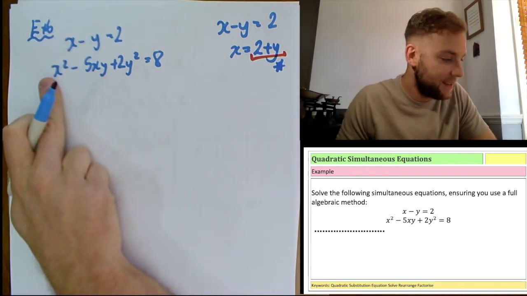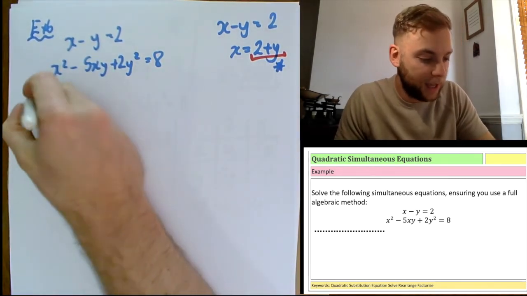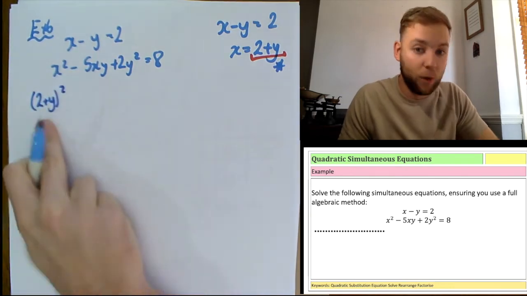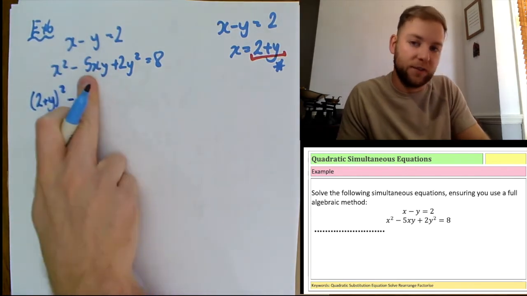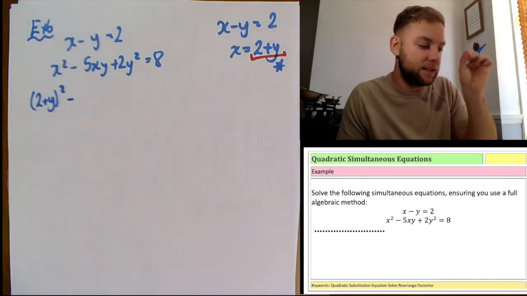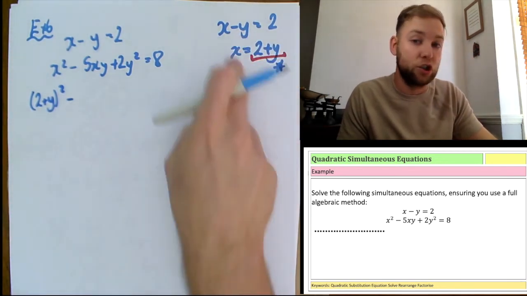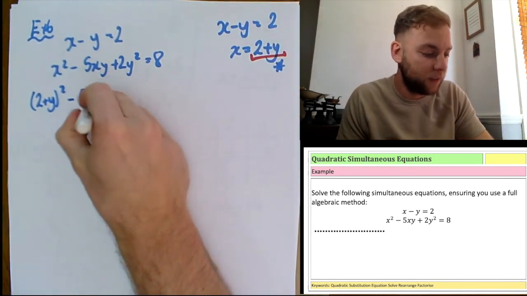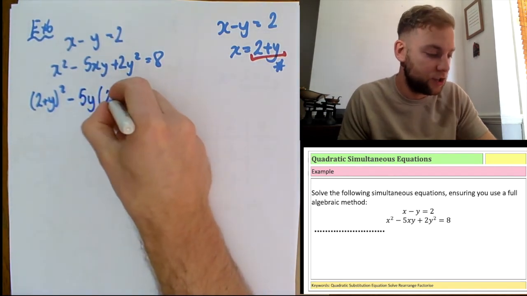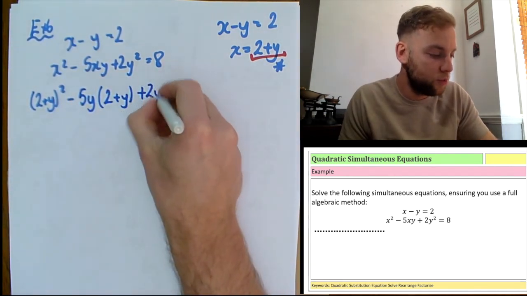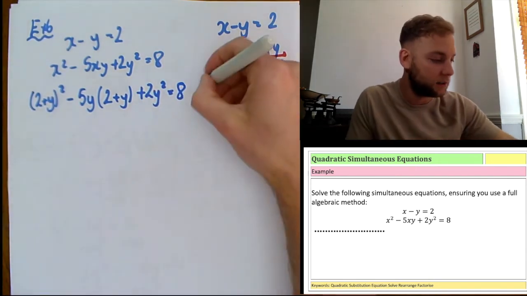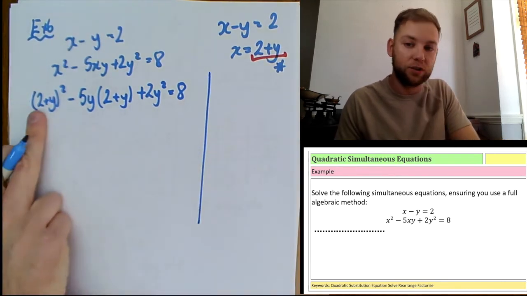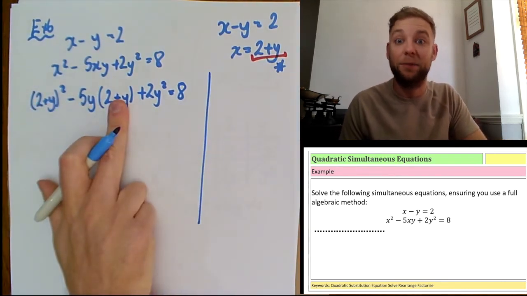So x is 2 plus y, so it's going to be bracket 2 plus y all squared, first of all, minus, now I'm going to bring this y in front of this, so instead of saying minus 5xy, I'm going to have minus 5yx, and the reason is because I'm substituting for x, so it's going to be minus 5y times x, which is equal to this 2 plus y, plus 2y squared is equal to 8. Now you can see why this one's a little bit harder. The reason this one's a little bit harder is because I've got to expand this, but I've also got to expand this bracket as well.